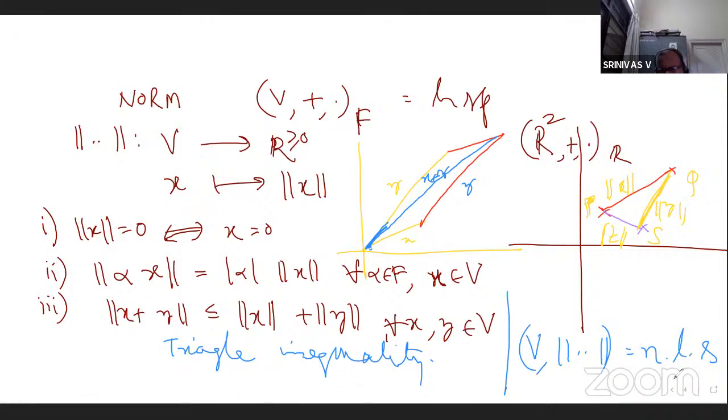Let us give some examples for normed vector spaces. Example 1.